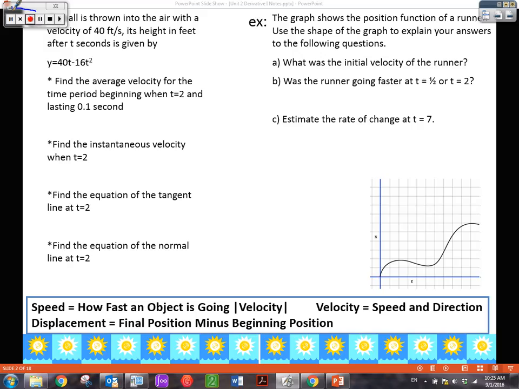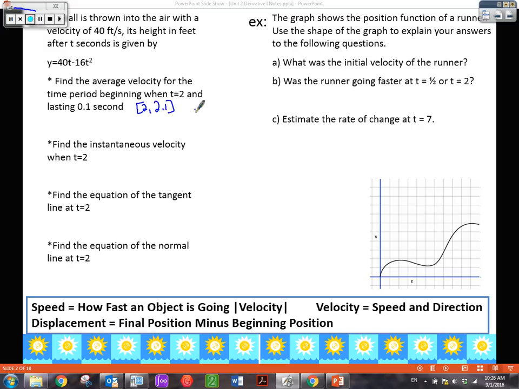And we're asked to do 4 different things here with that. They want us to find the average velocity for the time period beginning when t equals 2 and lasting 0.1 seconds. All right, so I'm looking at an x value, or in this case a t value, of 2. We're going from 2 to 2.1.